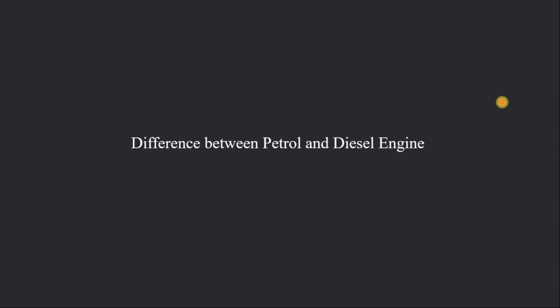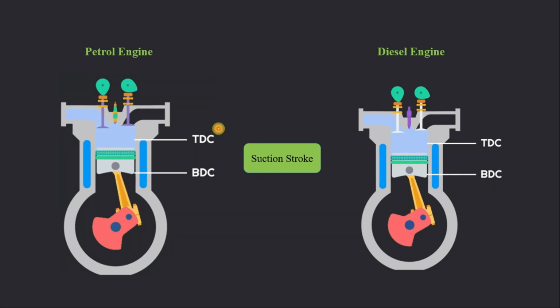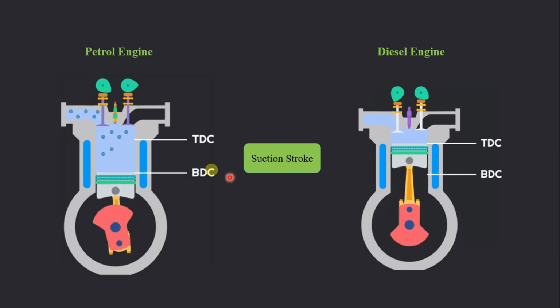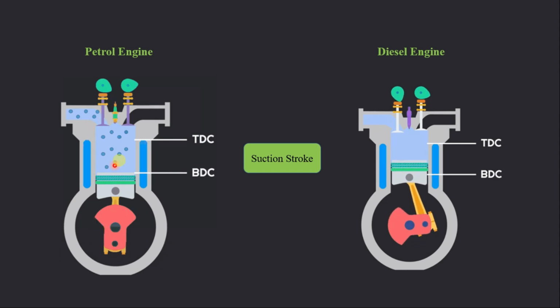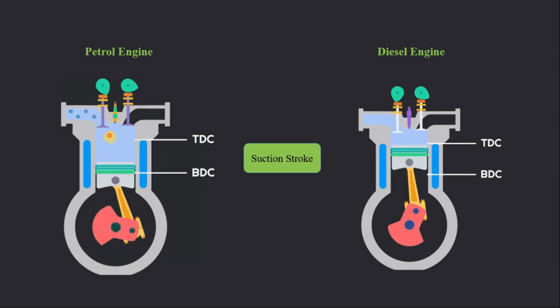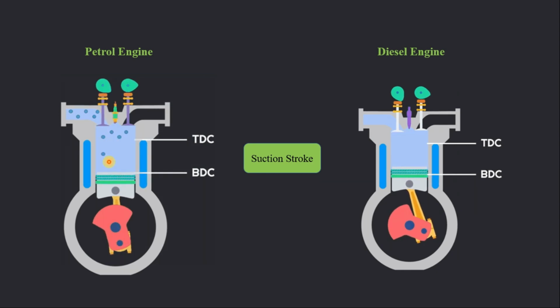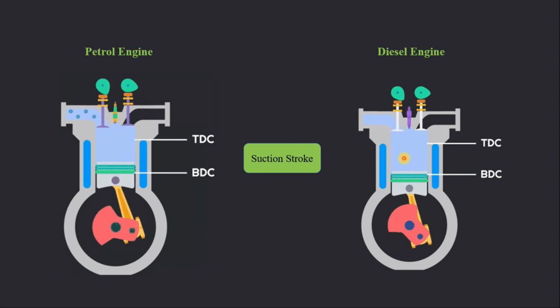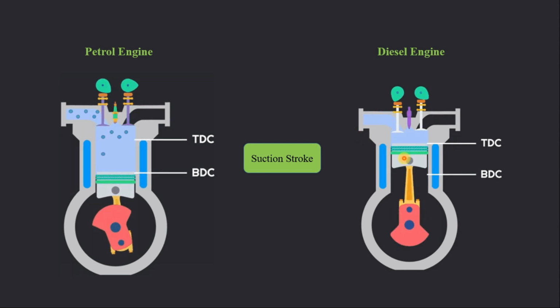Now we will see the difference between petrol and diesel engines. So the first difference is based on the suction stroke. In a petrol engine, we have said that in the suction stroke we are taking a mixture of air and fuel inside the cylinder, while in the case of a diesel engine we are taking only air inside the cylinder in the suction stroke.